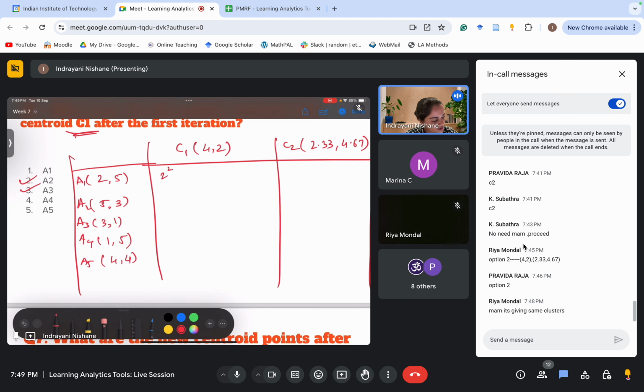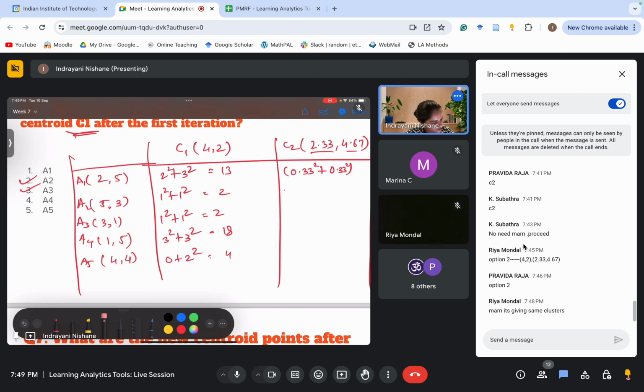So 4 minus 2, 2 square plus 3 square. 1 square plus 1 square. 4 minus the 1 square plus 1 square. 3 square plus 3 square. 0 plus 2 square, which is 4 and 9, 13. 1 and 1, 2. 9 and 9, 18. 4. So now these are the new centroids. So we need to compute the difference, like 0.33 square plus 0.33 square.